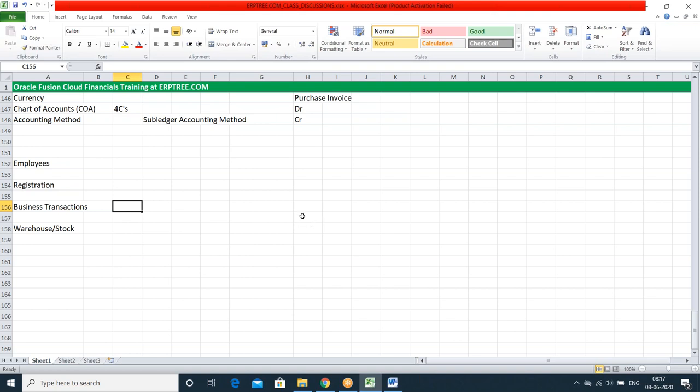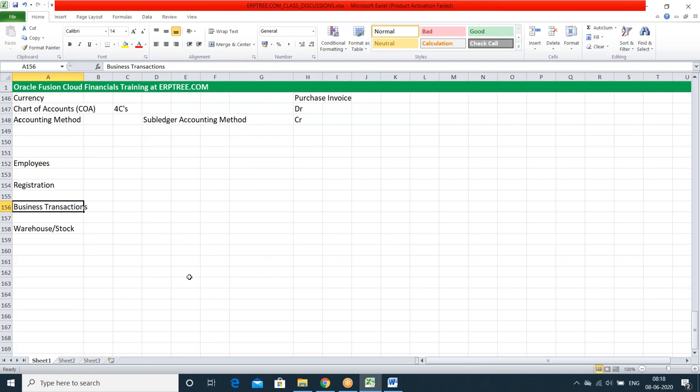So when you do the Fusion implementation for any client, we have to maintain employee information separately in the system, and we have to maintain the company registration records separately, and the business transactions. When you say business transactions, each department does certain business transactions. They are involved in different business activities. If you take the example of the purchasing department, they may raise requisitions and record purchase orders. They may record receipts, or take the example of inventory, which may record the receipts.